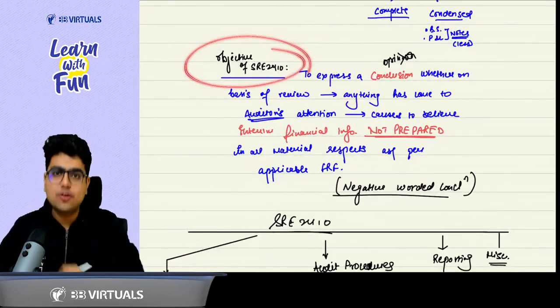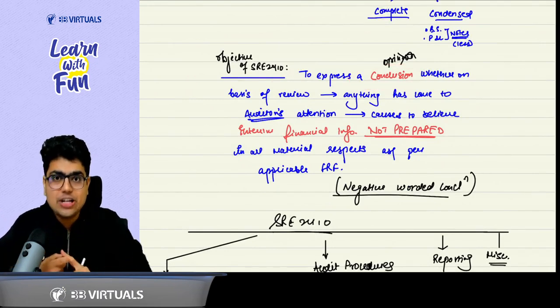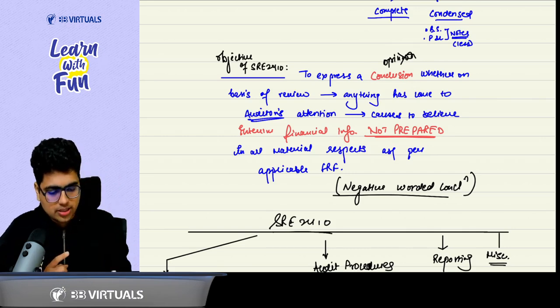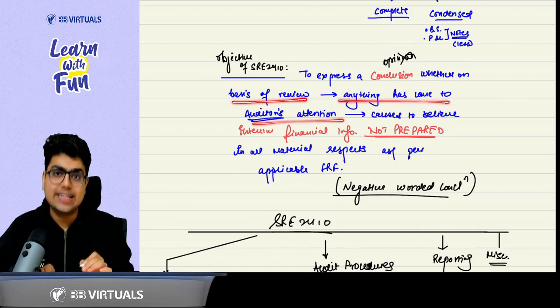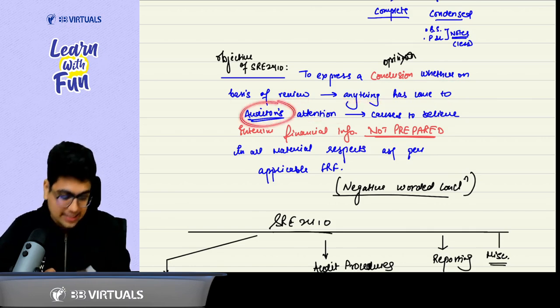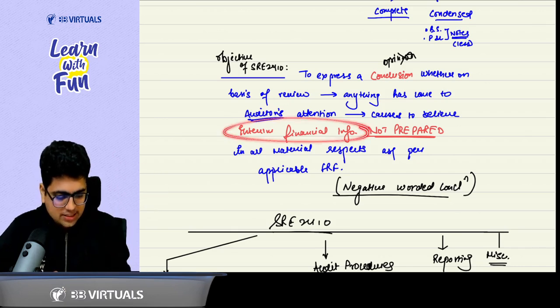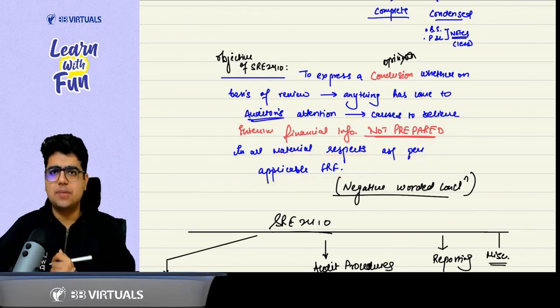What is the objective of the auditor? The objective is to express a conclusion. Whenever you are doing a review, you don't express an opinion, we express a conclusion. Conclusion whether on the basis of review, anything has come to the auditor's attention which causes him to believe that the interim financial information is not prepared in all material respects as per the applicable FRF.